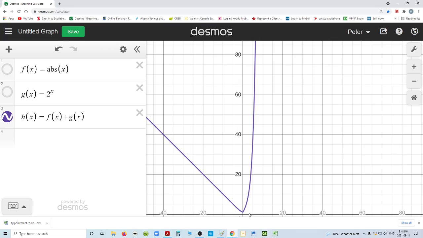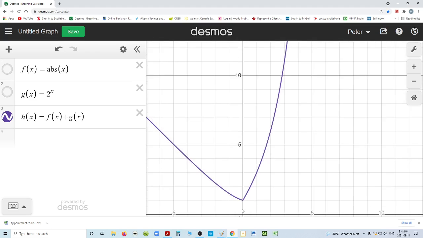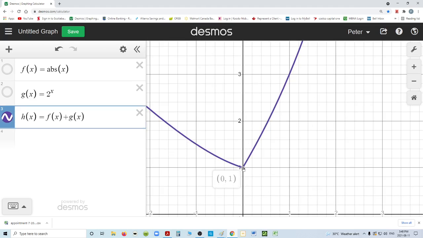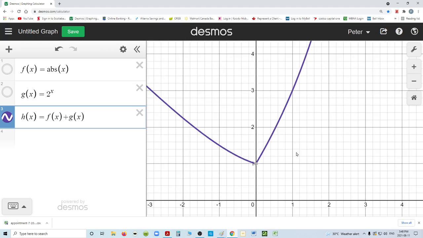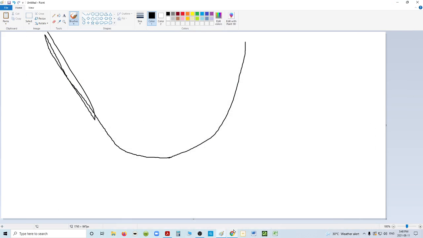But also notice it's nowhere near the y-axis anymore. The lowest point is going to be right there. And that's where the absolute value curve has a 0, 0 coordinate. So we just end up using the growth coordinate. So it's good to predict, good to understand what's going on.